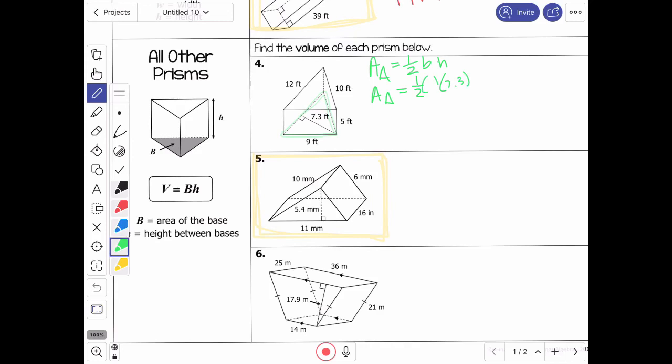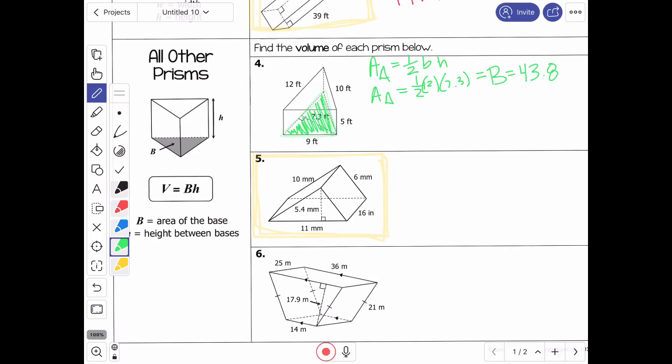And then my base is what is forming that perpendicular angle with the height. And so that has to be this side. Well, I don't actually know what this side is, but if I look right across, this side is 12 feet. This is also the same side of the other base that would correspond to this side. So that means this base side is also 12. Okay. So 1/2 times 12 times 7.3 gives me a base area of 43.8. Okay, so just my base is 43.8.